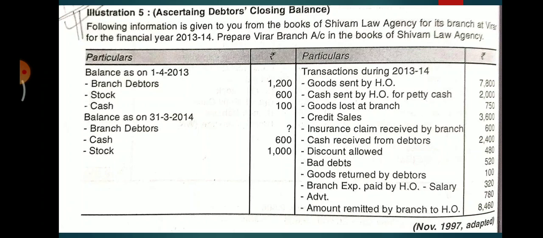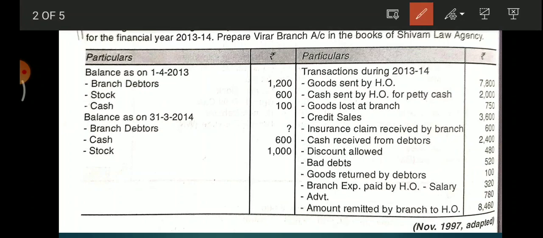Following information is given to you from the books of Shivam Law Agency for its branch at Virar for the financial year 2013-14. Prepare Virar branch account in the books of Shivam Law Agency. Here we first have to find out the head office name and the branch name. Shivam Law Agency is the head office and its branch name is Virar. So we have to prepare the Virar branch account in the books of Shivam Law Agency.